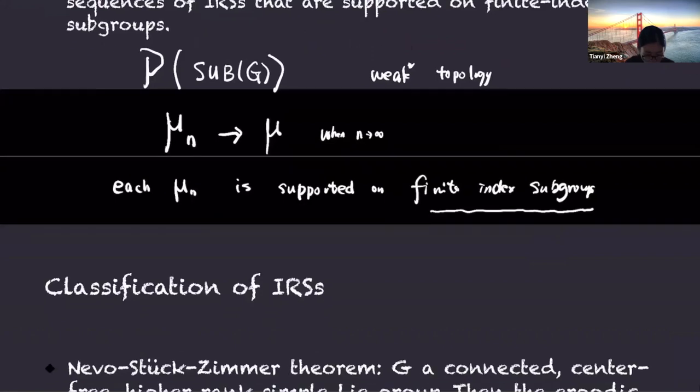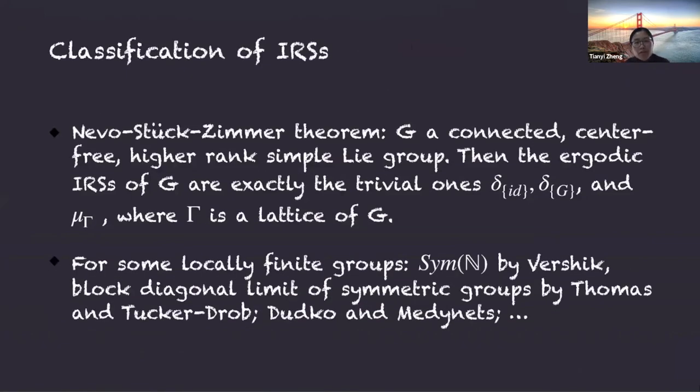I want to say a few words about known results in the direction of classifying IRSs. The most impressive theorem, which was proved way before the term IRS was coined, is the Stuck-Zimmer theorem. It's about connected center-free higher rank simple Lie groups. They say that if you consider such a locally compact group, then the only ergodic IRSs are the trivial ones, the delta mass on the trivial group or the delta mass on the whole group, and all the rest are induced from lattices of G. Another way of saying this is that if you consider any probability measure preserving action of G, then it is either trivial or free or transitive.